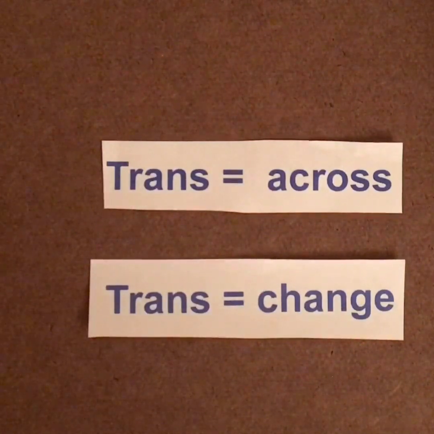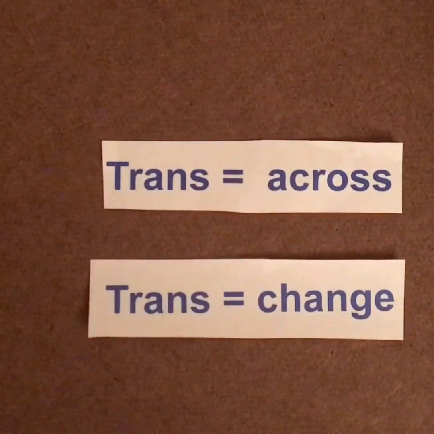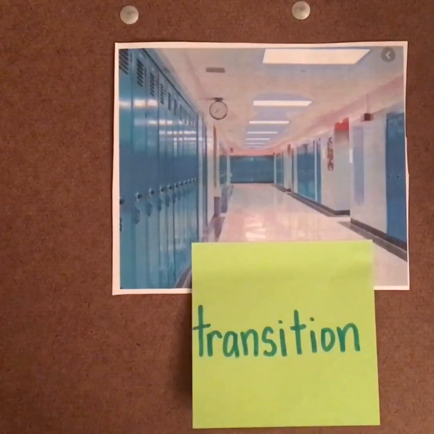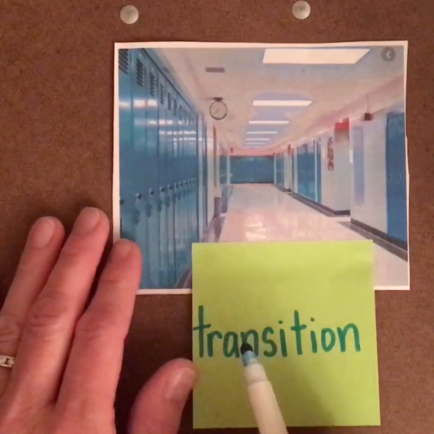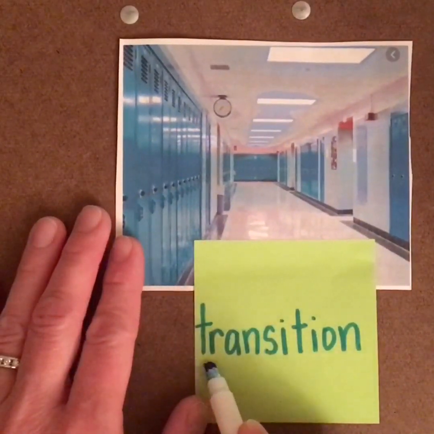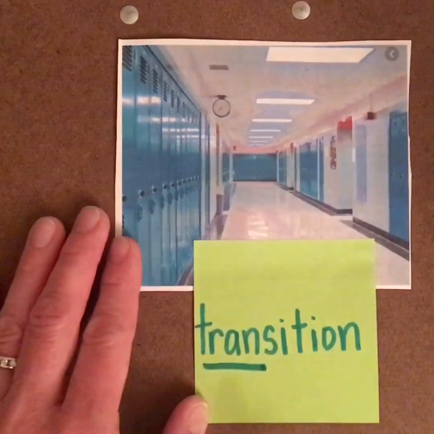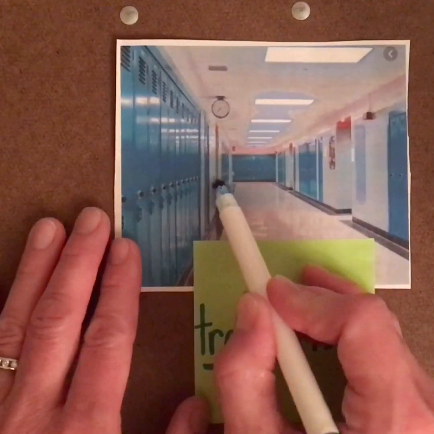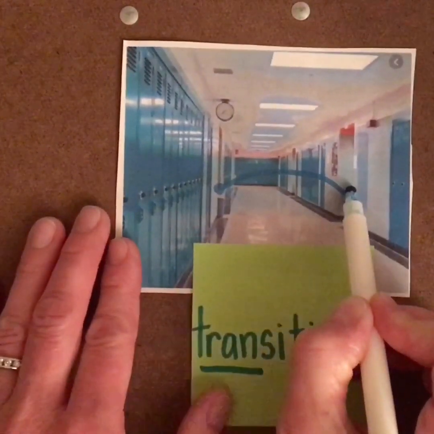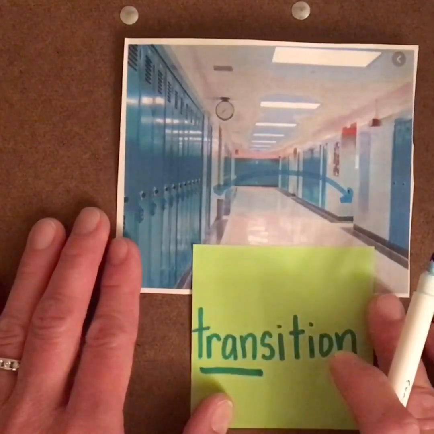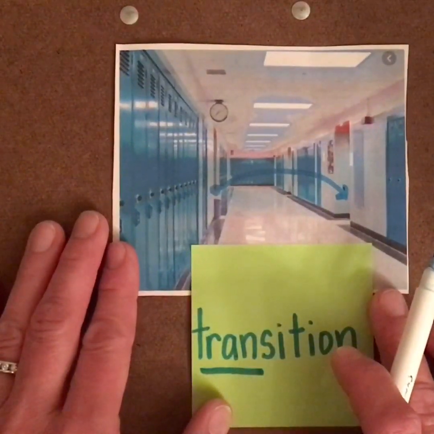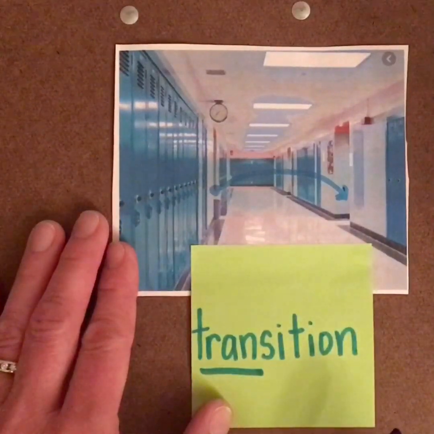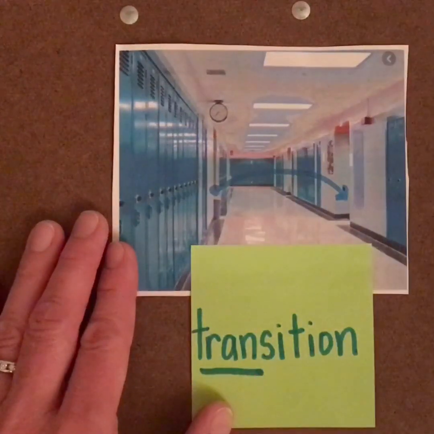Today in our vocabulary lesson, we're going to look at a few different words that have this word part inside of it. Let's take a look at this word. This is the word we were just talking about, transition. You can see the word part trans right here. And in this setting, you would transition from one class to another class. You would move, you would change, you would cross over from one classroom to another. And when you finish 5th grade, you will transition to 6th grade.